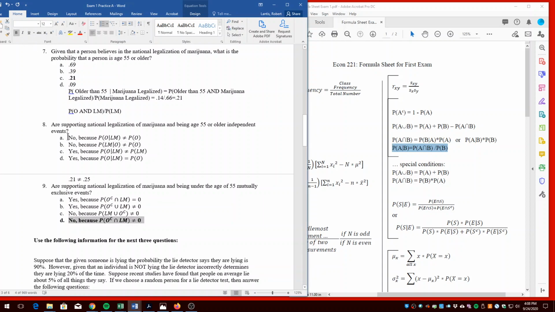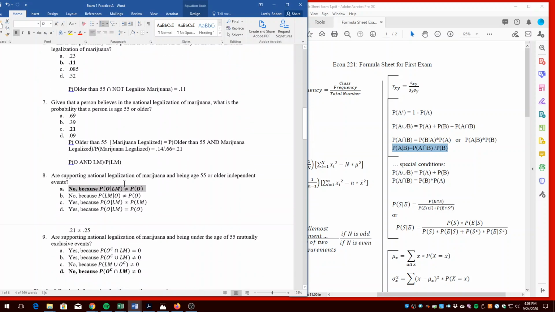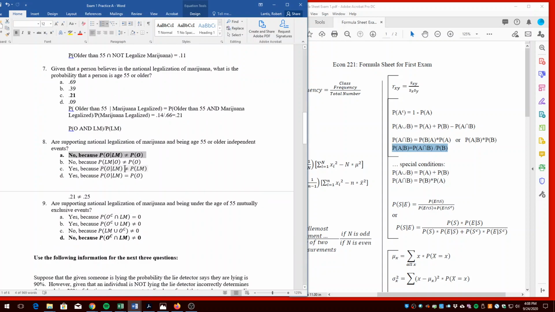And up here, we had this one, we said it was no. Here there is a correct answer for the independent question as well. So this is a set of questions that you're using this contingency table on to answer all 5 of these questions.